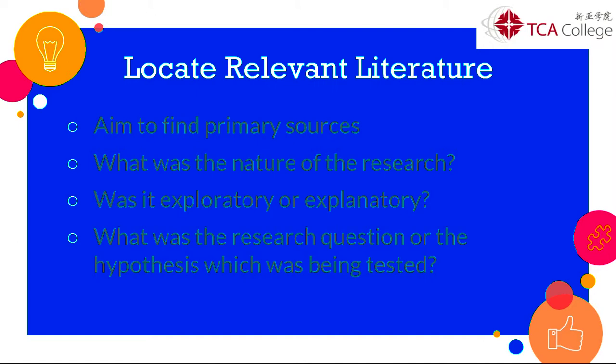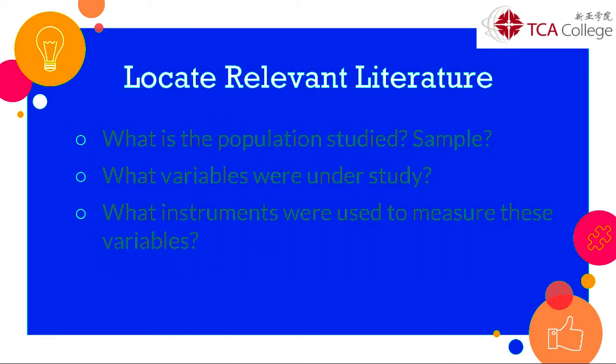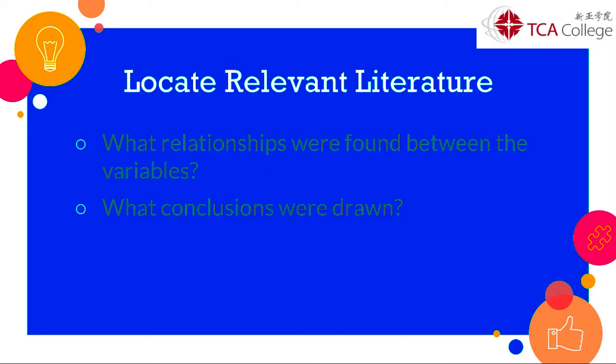When examining primary research, take note of the details of the empirical study. What was the nature of the research? Was it exploratory or explanatory? What was the research question or the hypothesis which was being tested? What is the population under study? What's the sample size? How was the sample obtained? What variables are under study? What instruments were used to measure these variables? And here we are referring to survey instruments. What relationships were found between the variables, and what conclusions were then drawn?